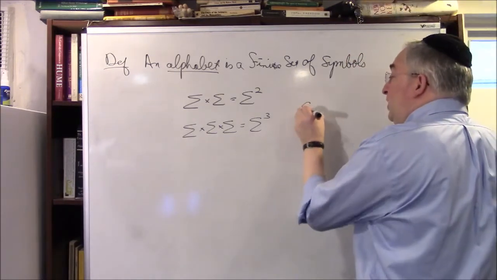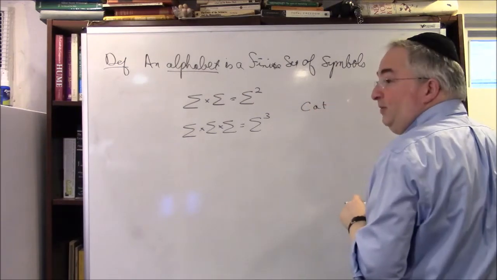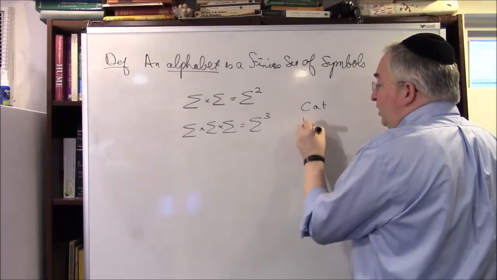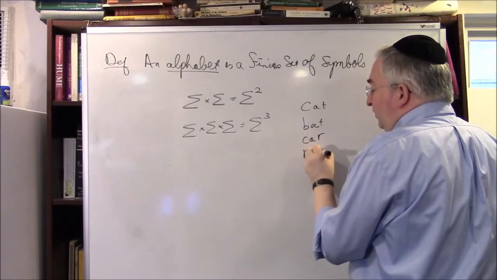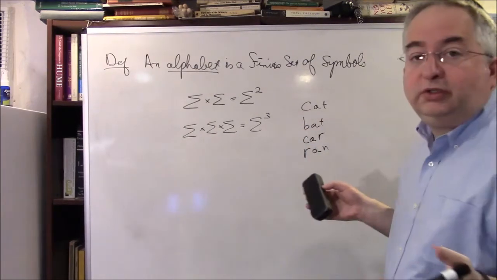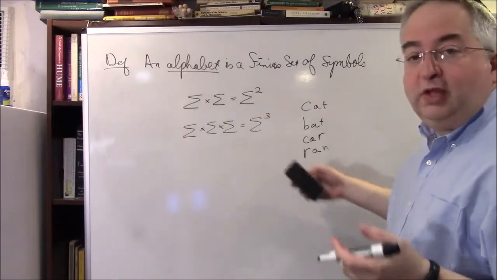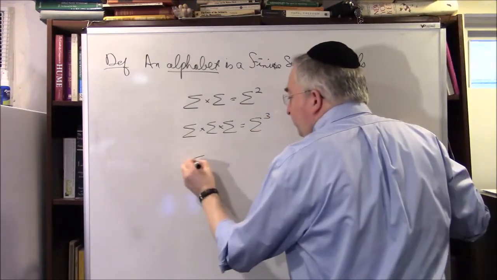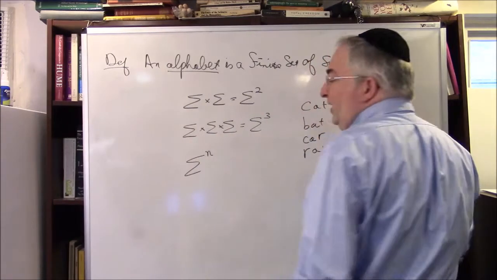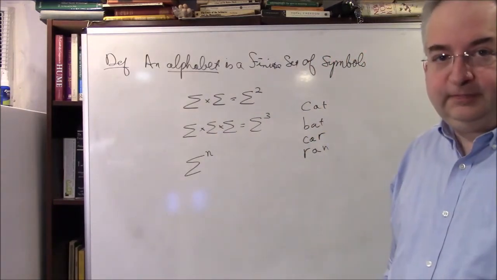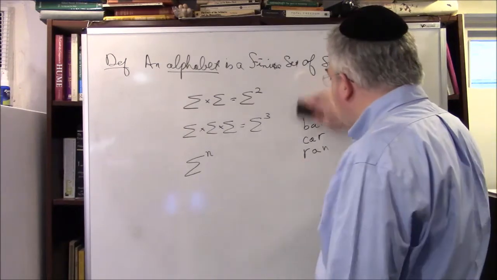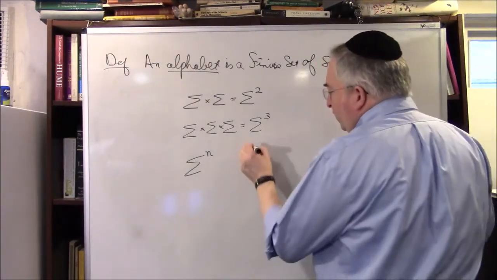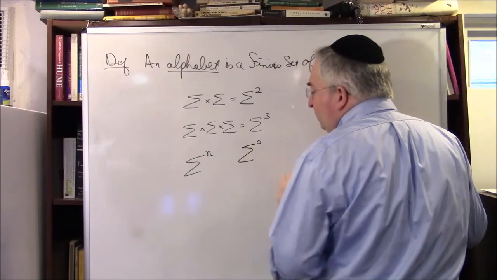So, for example, if you're talking about the Latin alphabet, you have cat, you have bat, you have car, you have ran. Those are 3-letter words. We could talk about 2-letter words, etc. We can also talk about n-letter words, words that have length n. And in this class we're also going to talk about a 0-letter word.